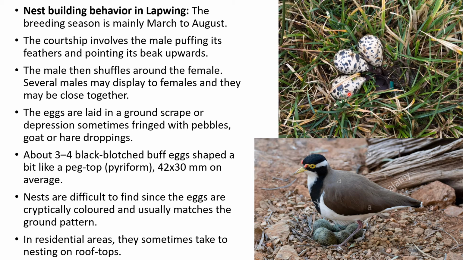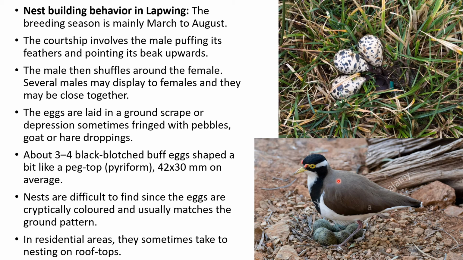You can see here a scrape nest or depression sometimes fringed with pebbles, goat or hare droppings. You can see here a small depression made, and the eggs are laid which almost have the camouflaging coat color here. About 3 to 4 black blotched buff eggs shaped a bit like a peg top, pyriform, with an average 42 by 30 millimeters of length.